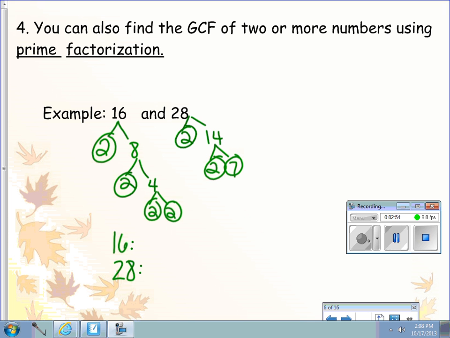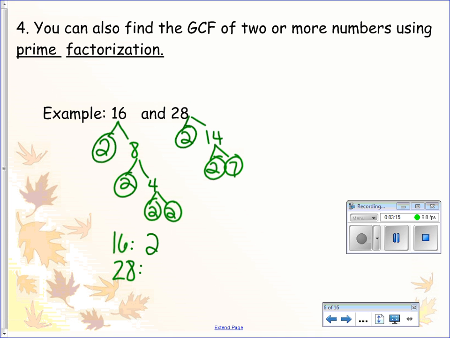As you do your trees, every tree could look different. Yours does not have to look like mine. But the totals, your prime factorization, will match. When you do the prime factorization for certain numbers, you go from least to greatest. So for example, the prime factorization of 16 is going to be 2 to the 4th power. The prime factorization of 28 is going to be 2 to the 2nd power times 7. List them from least to greatest.